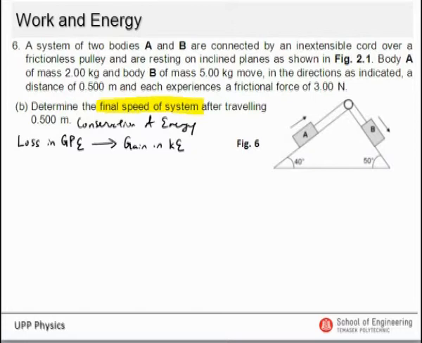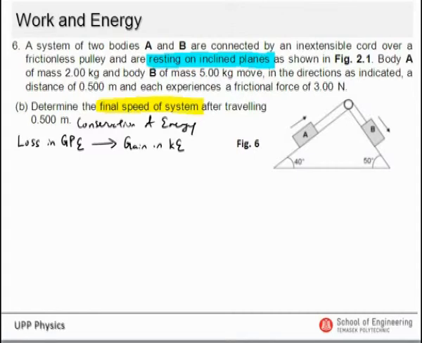Before the two bodies start to travel along the planes, please note that they are resting on the inclined planes, meaning the initial KE, kinetic energy of the two bodies, is 0. Now, is all the GPE loss converted into gain in KE? No. There is another form of energy that we need to identify in the question. What is that energy?